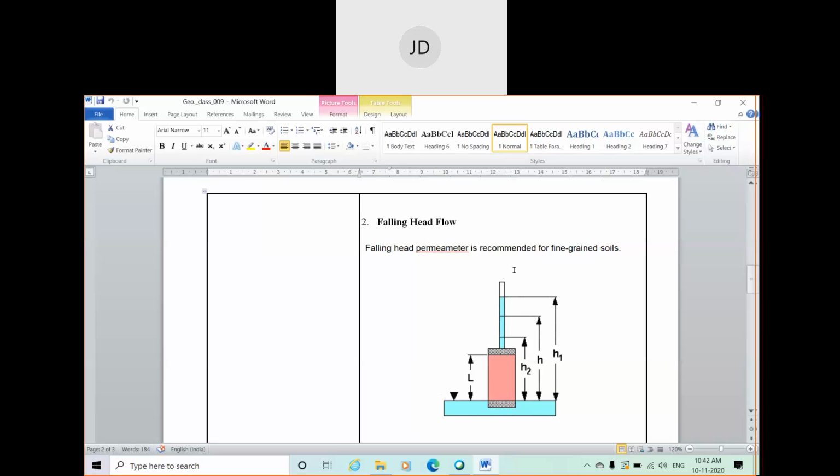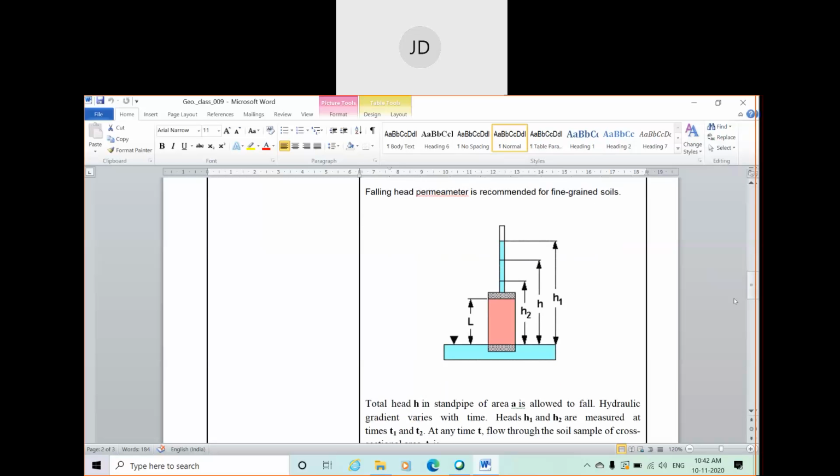One standpipe having a standard diameter or standard cross-sectional area of small a. Okay, and at the bottom there is a bottom tank. Finally, water is stored in this bottom tank, and also you can add one measuring tank nearby the bottom tank so that the overflow from the bottom tank can be stored in the measuring tank.